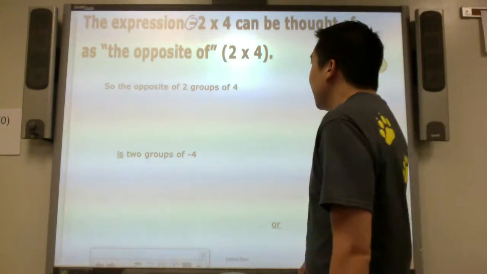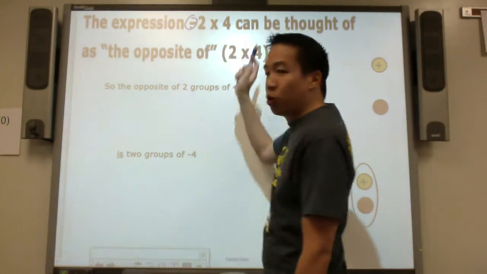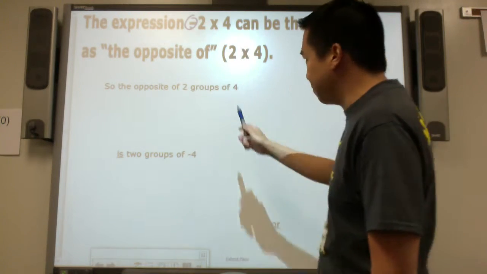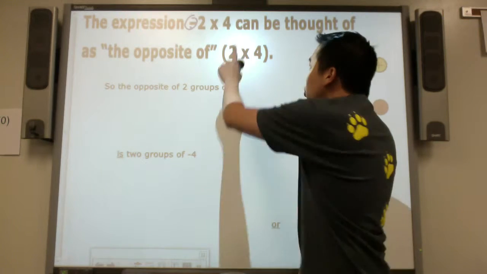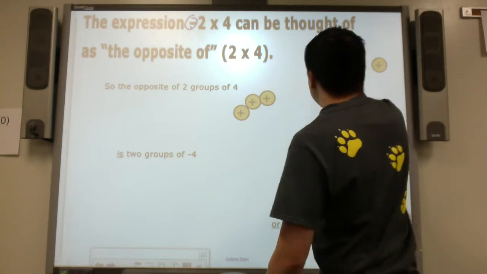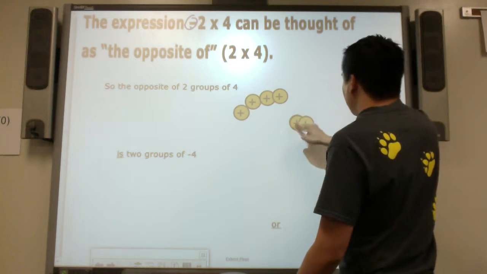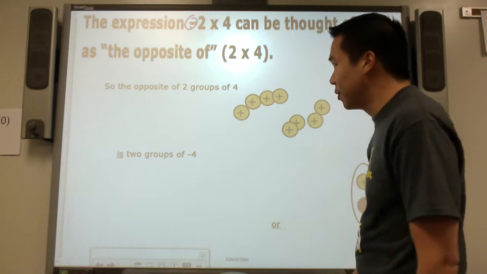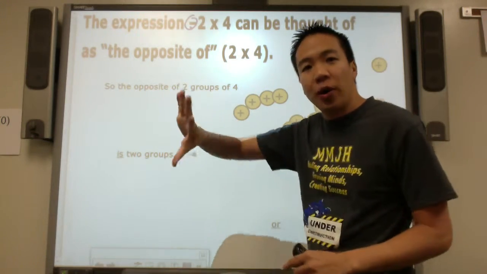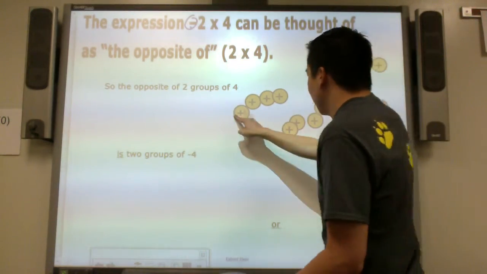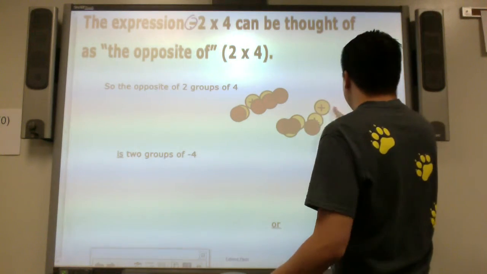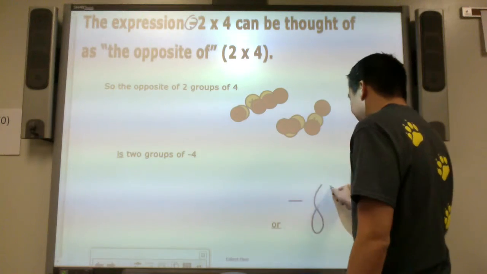I've talked about this for the last 2 weeks. So it's saying, what's the opposite of two groups of 4? So we are grouping the opposite. So we have two groups of 4. So right now, you have positive 8. But it says the opposite of. If you have a flip coin, you just turn it over. So the opposite of it is negative 8.